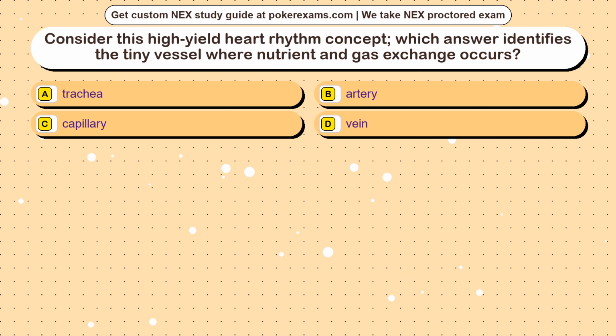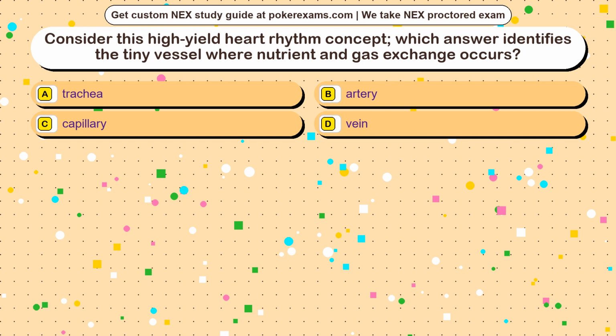Question 18. Consider this high-yield heart rhythm concept. Which answer identifies the tiny vessel where nutrient and gas exchange occurs? Option A, trachea. Option B, artery. Option C, capillary. Option D, vein.